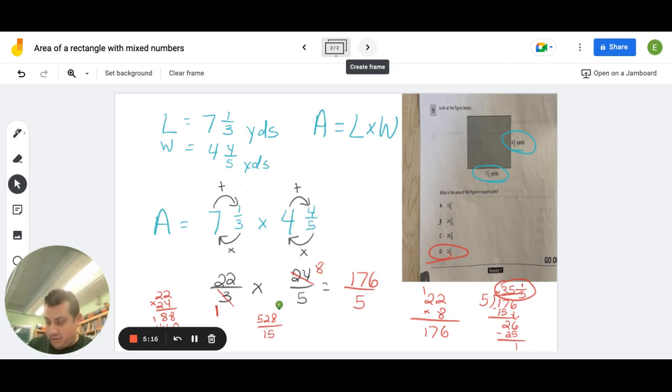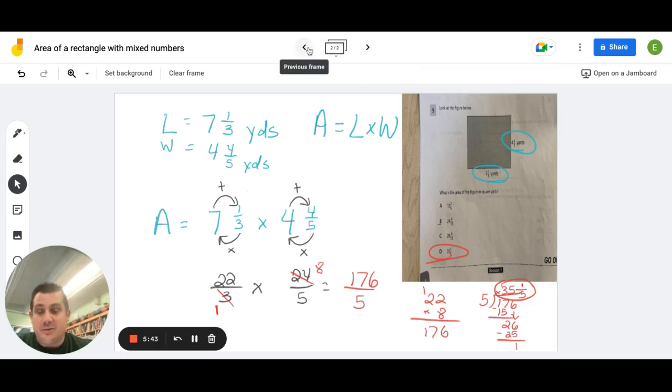Now that would be extremely tough. You could simplify that, and you would have to do 15 goes into 528, and you're still going to get the same answer. But I think it's much easier if you go back and cross cancel from the beginning, and by cross canceling, I meant that 3 and that 24. Okay, so that is how you find the area when your dimensions are mixed numbers.